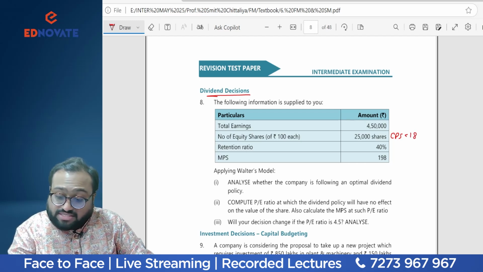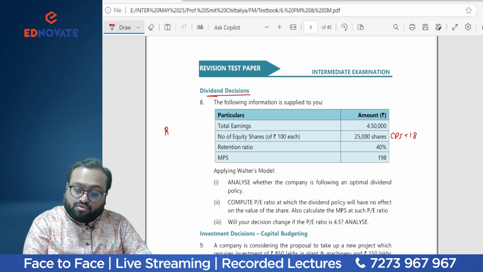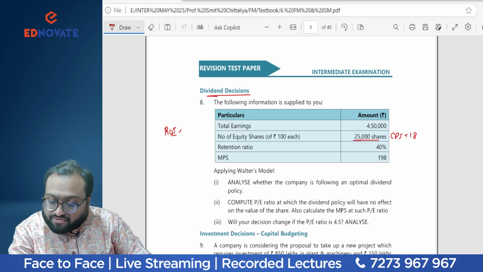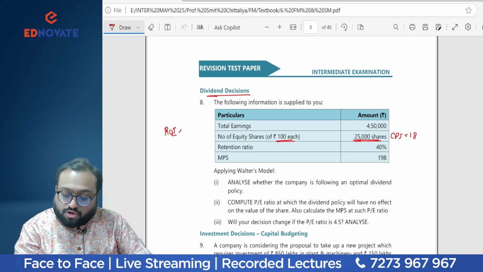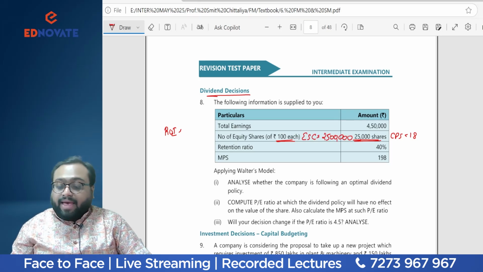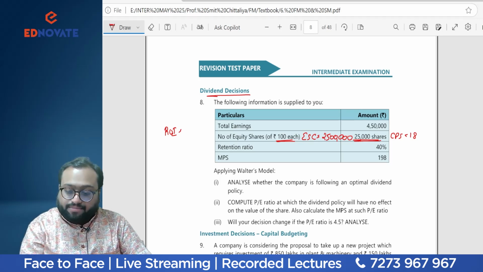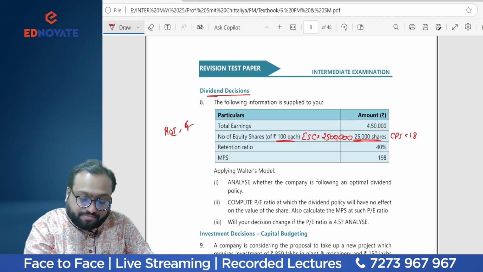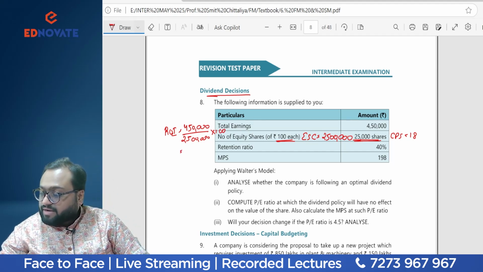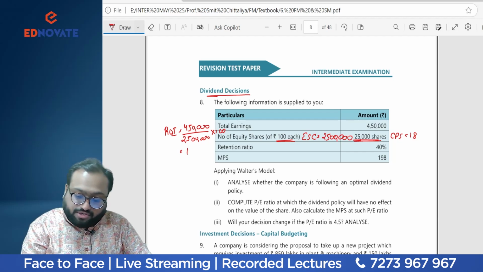One more thing I see from this question is that I can find out the ROI. Since we have total earnings and we have 25,000 shares of 100 each, the equity share capital, if I'm not wrong, will be 25 lakhs. And if it's 25 lakhs, I can find out the ROI, that is 4,50,000 divided by 25 lakhs into 100, which will be 18%.